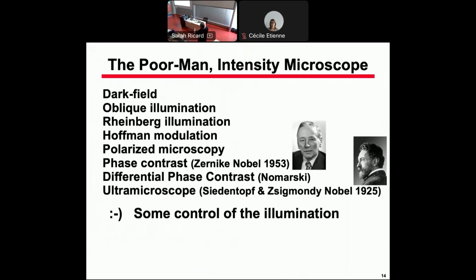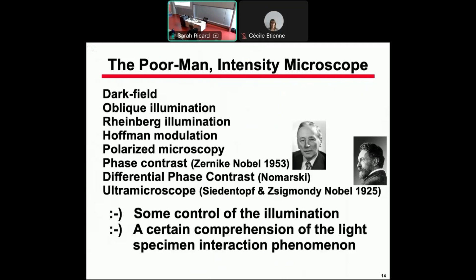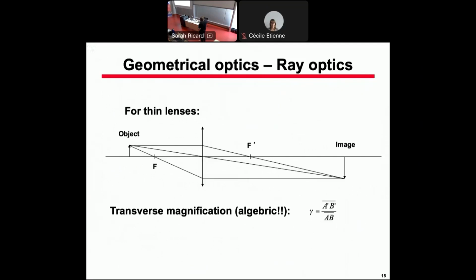If you look at these, they are characterized by a control of the illumination, a certain comprehension of the light-specimen interaction, but they have no direct 3D sensor. Your eye is a 2D sensor. So all these microscopes work with the very basics of optics. So ray optics, simple ray optics, can explain the image formation.